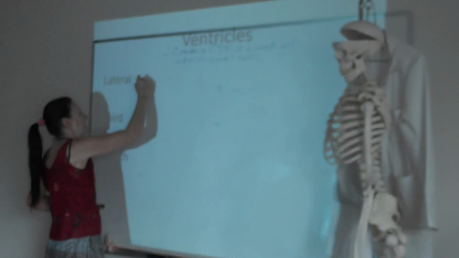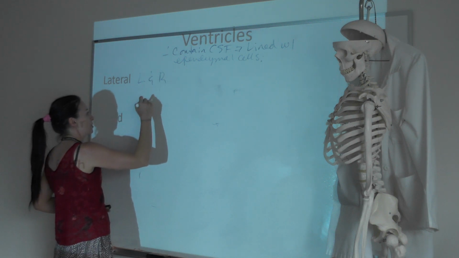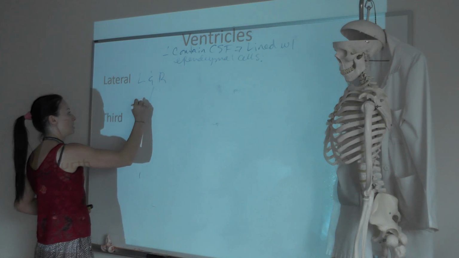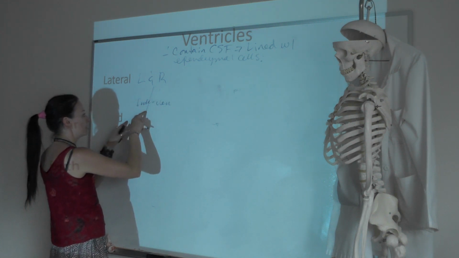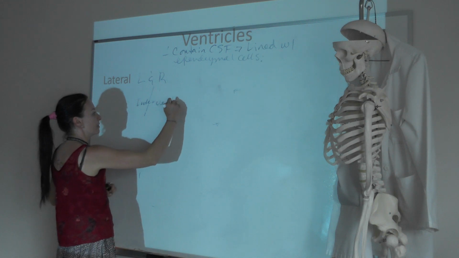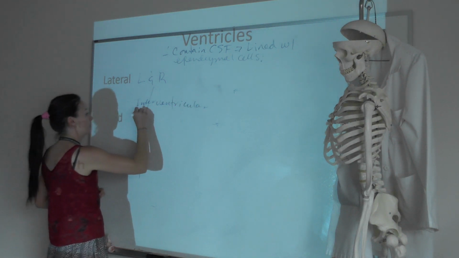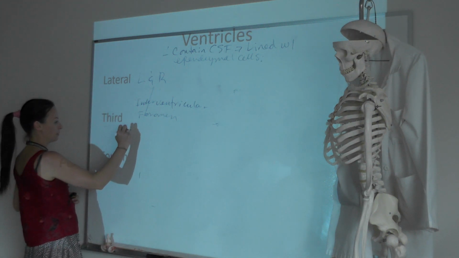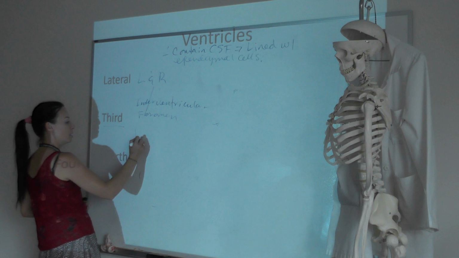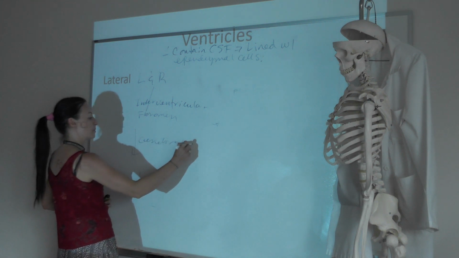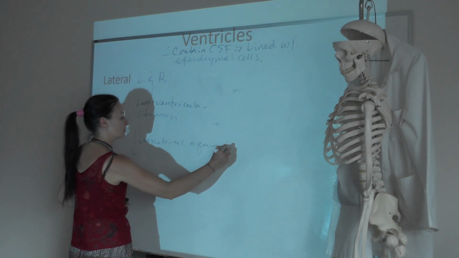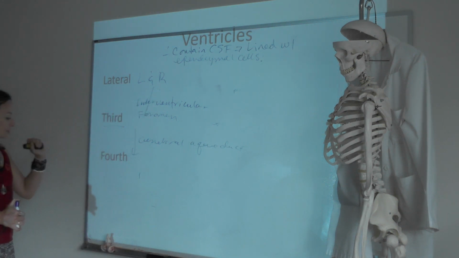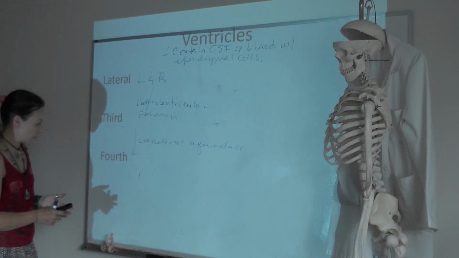Lateral ventricles. We have a left and a right lateral ventricle, and they're going to be connected to the third ventricle by the structure called the interventricular, between ventricles, interventricular foramen, which is going to lead to our third ventricle. Then our third ventricle is going to be connected to the fourth ventricle by the cerebral aqueduct, and then the fourth ventricle is going to lead into the central canal of the spinal cord.